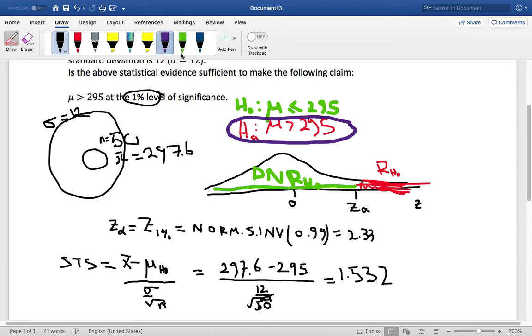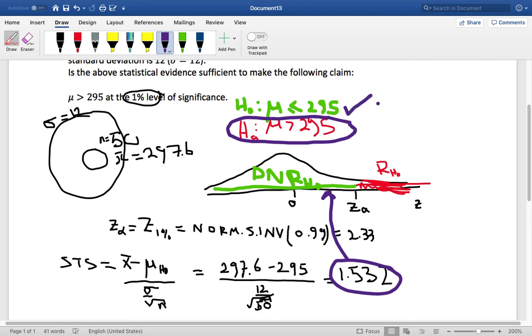Which zone does that fall in? Well, this is 2.33. The 1.532 is going to be less than 2.33, so it's going to be somewhere here. So our conclusion here is do not reject. Our test statistic falls in our do not reject zone, so we look at H0. The test is always done on H0. We do not reject it, so we go with it.